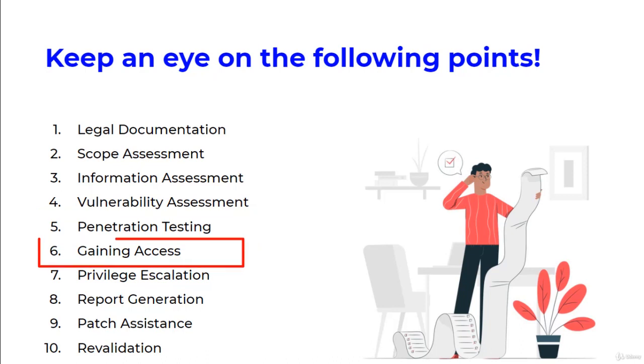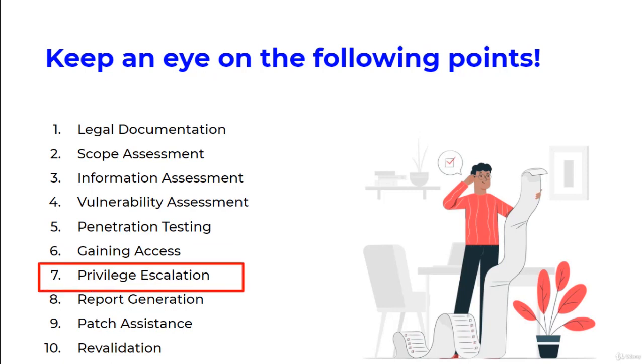Sixth step is gaining access. In this step, the attacker or the penetration tester exploits the vulnerabilities of the target system or the organization and then gains access to the valuable assets and data of the organization. The seventh step is privilege escalation. In this step, the penetration tester gets the rights of the administrator of the database or of the system.